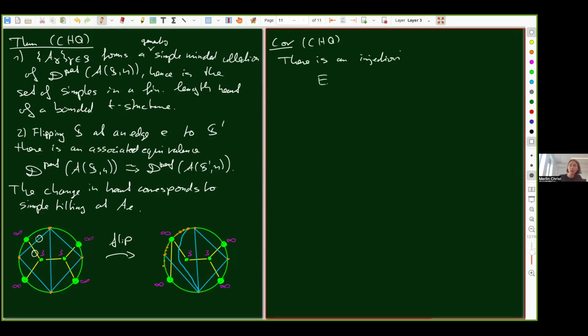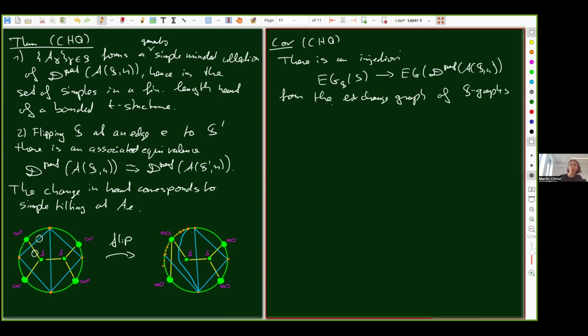Injection from the exchange graph of S graphs of the surface to the exchange graph of finite length hearts of the perfect derived category of ASN. So what is the exchange graph of finite length hearts? This is just a non-directed quiver, right?